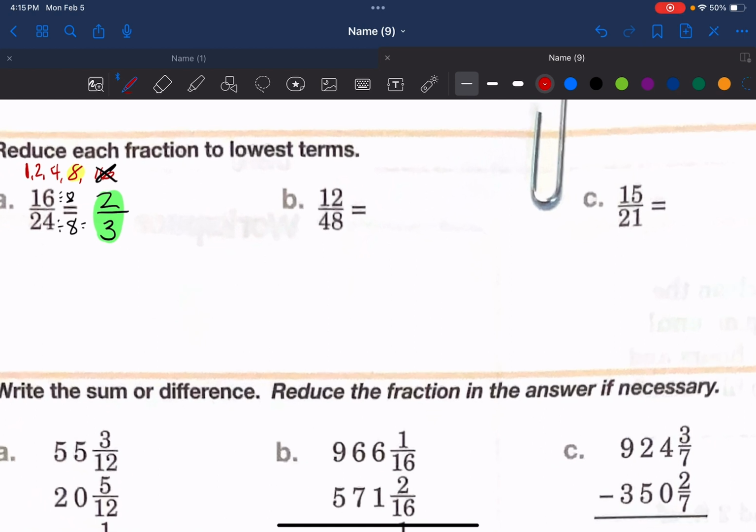Okay, so I'm going to do 1 and 12, 2 and 6, because 6 plus 2 times 2 is 12, and then 3 and 4. Okay, now I start with 12. When I skip count by 12s, do I say 48?